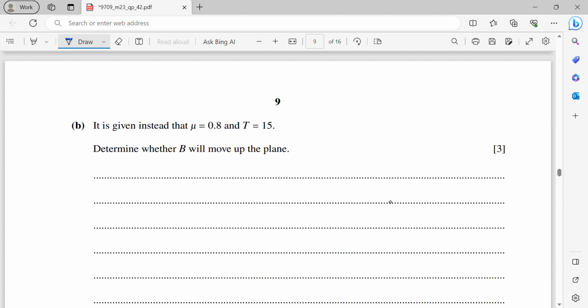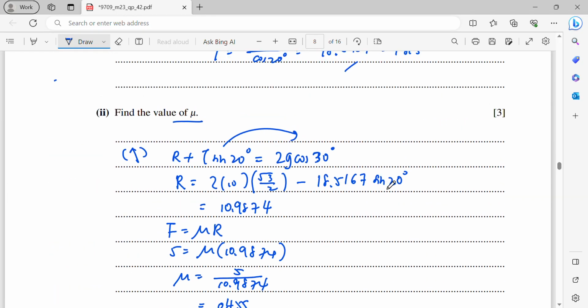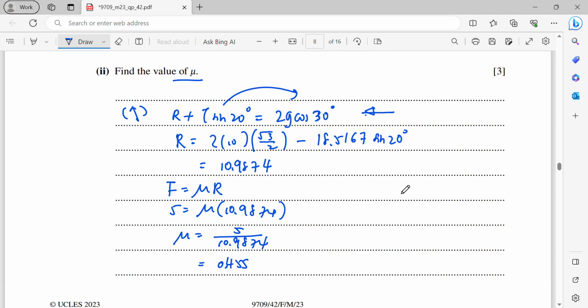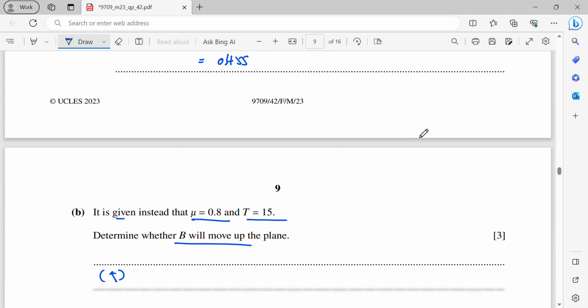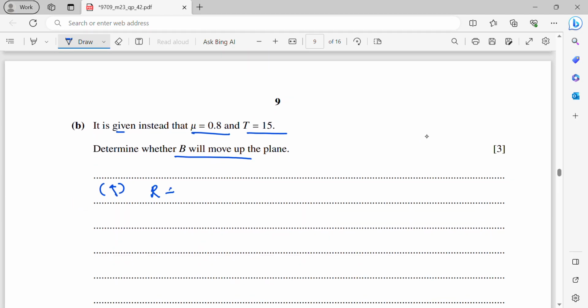Now, part B, it is given instead that mu is 0.8 and T equals 15. Determine whether B will move up the plane. Okay, so now I have to resolve perpendicularly. In terms of formula, there is no change. Use back this. So I will write R plus T sine 20 degrees is 2g cos 30 degrees.